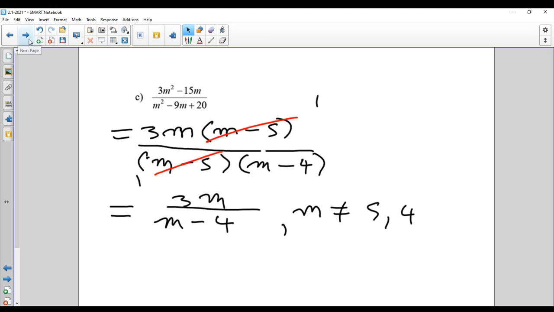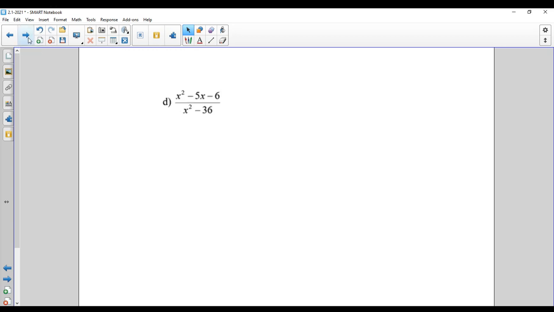Okay, I believe we have just two more. Oh, there are a couple more. Okay. All right. Let's see how well we do with these. Maybe we can fly through these last ones here.